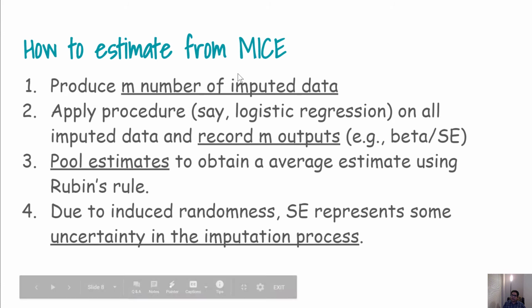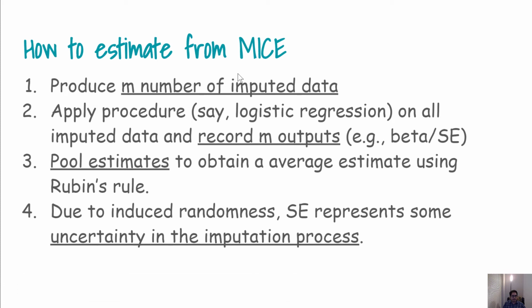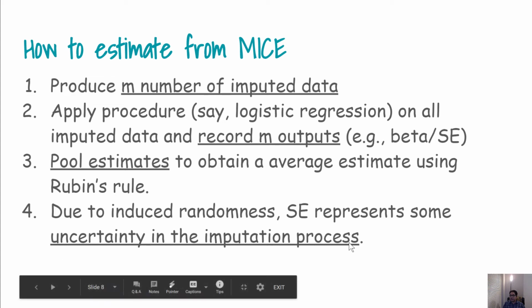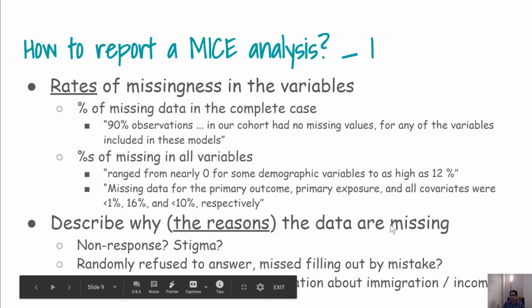So how do we estimate a parameter estimate from MICE? We have M number of imputed data, and then we apply, say for example, logistic regression in all of those imputed data. If we have 5 imputed data, we will have 5 logistic regressions, and then we pool or average out the 5 different slopes, and we get the pooled estimate, and we also calculate the standard error based on Rubin's rule that captures the uncertainty in the imputation process.